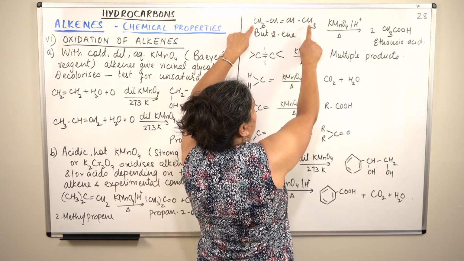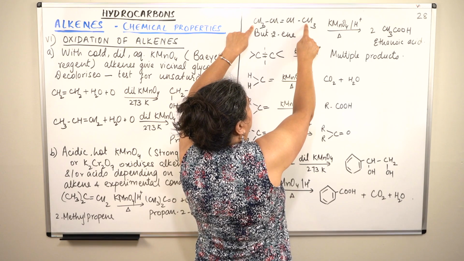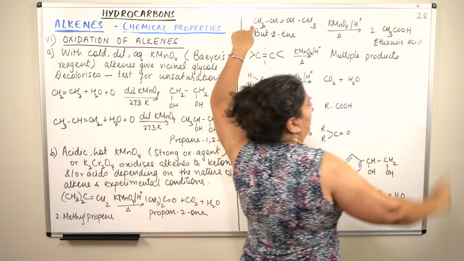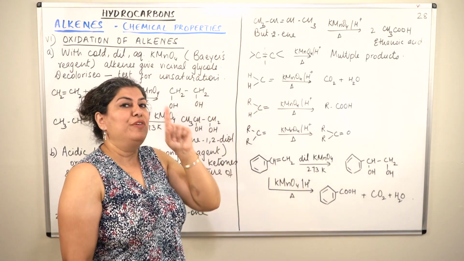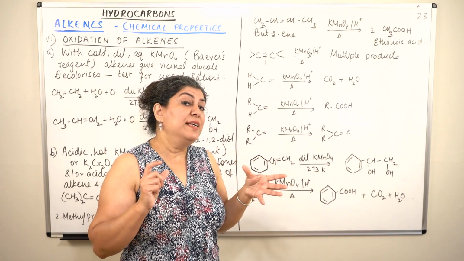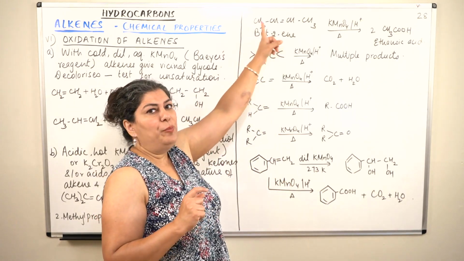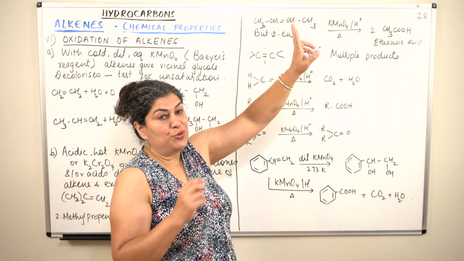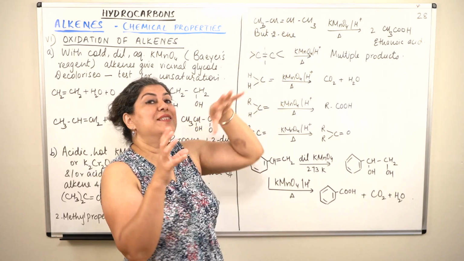CH3C becomes COOH. Here CH3 remains as such, and this becomes COOH. Two oxygens are adding, resulting in the formation of ethanoic acid. Since both the carbons were identical, how were they identical? Both of them had one methyl group and one hydrogen attached to them. This also had one methyl group and one hydrogen attached to it. Therefore, both of them gave the same product.